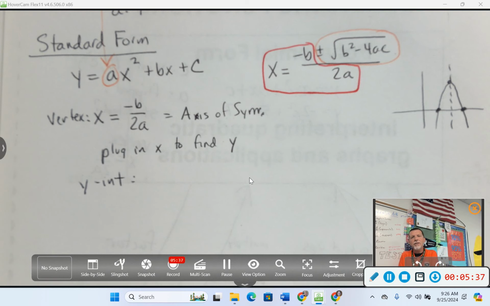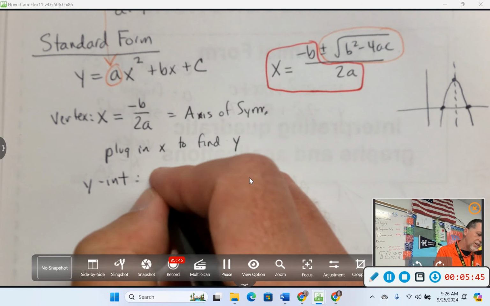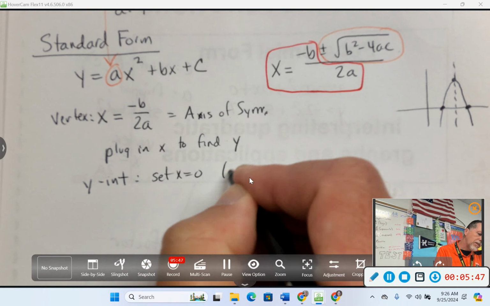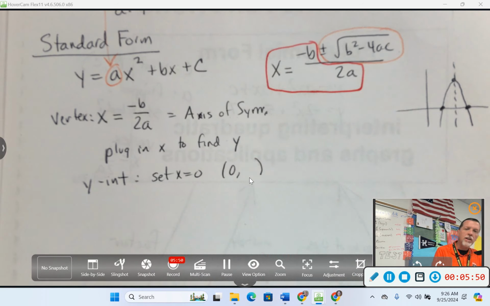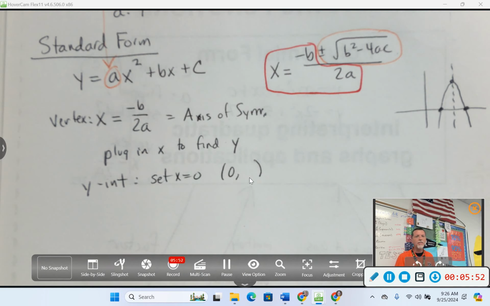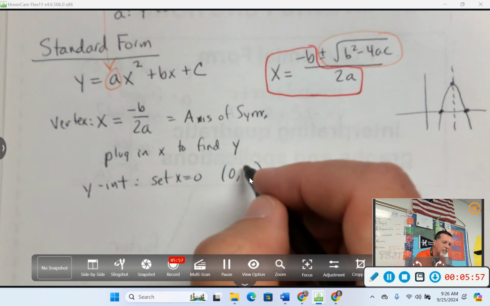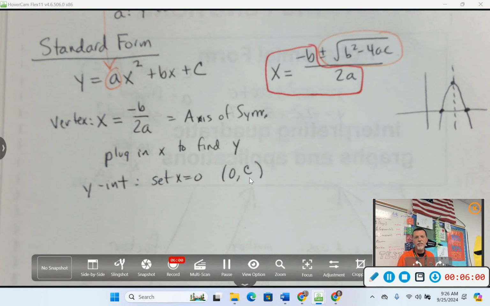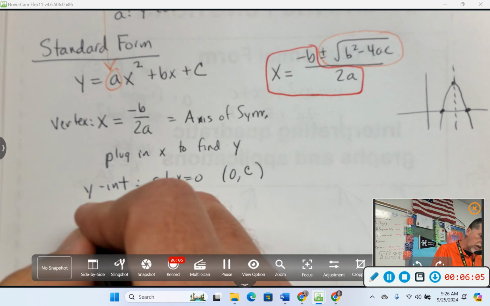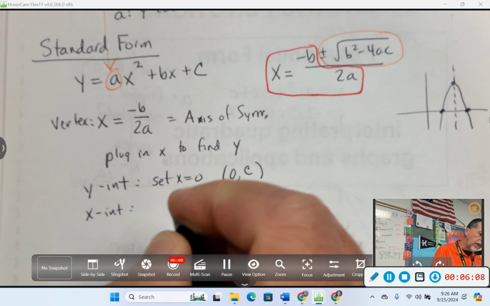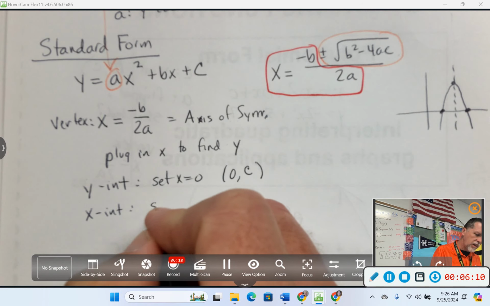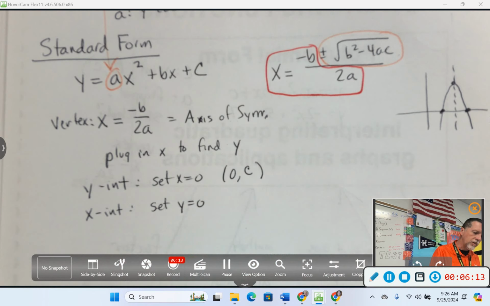All right, how about the y-intercept? What do you do to find the y-intercept? This is always and forever: plug in 0 for x, and you get (0, c). This is the only nice thing about standard form. If you plug in 0 for x, you get c. So standard form is nice for the y-intercept, but that's about it. For the x-intercepts, well, we set y equal to 0.